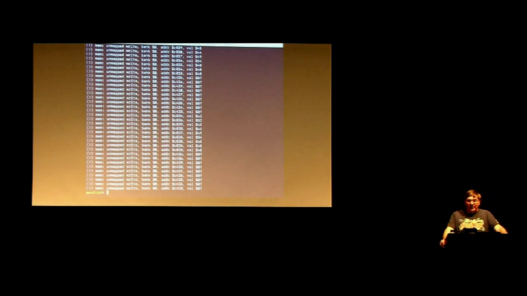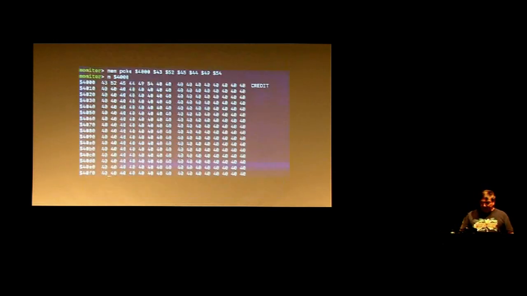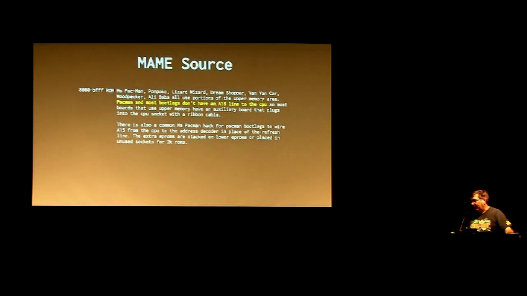Now, I did notice in my monitor that I spent way too much time tooling that it was spitting out all these warnings saying it was trying to write to unmapped memory locations. I was like, well, that doesn't make any sense. So it actually prints out what values it's trying to write. So I poked those into memory to see what was trying to write. And when I did that, it actually is trying to write the word credit. But why is it trying to write the word credit to a location in memory where there's nothing? I was stumped on this for a while. So I resorted to reading the main source code, and I came across this interesting comment here. It says, Pac-Man and most bootlegs don't have an A15 line to the CPU.